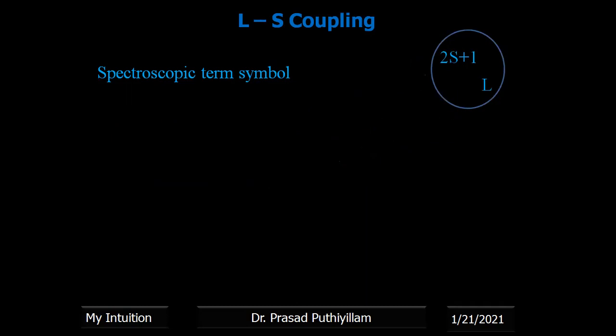In order to avoid confusion, first you need to identify the terms with this, and we have to arrange them in increasing order, and there will be some states which are forbidden, which are not allowed. So avoiding all those, then finally we go for the J value.